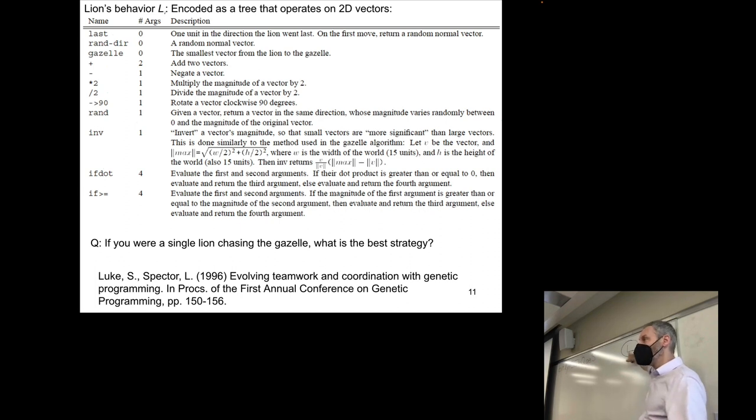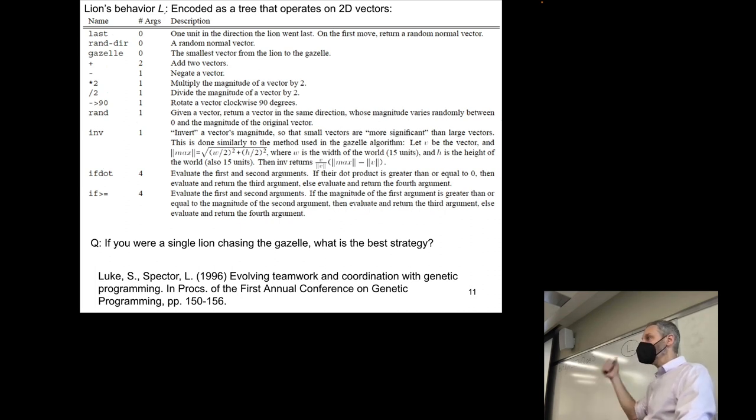We go to L2 and we execute this again. We get back a random vector for L2, a random vector for L3, a random vector for L4, and the lions move, then the gazelle moves. Each lion executes L again. In this case, the vector that's returned for L1 is the same vector in which L1 moved before. Everybody see that? L2 is going to execute this, and this is going to return the same vector in which L2 moved before, same for L3 and L4.